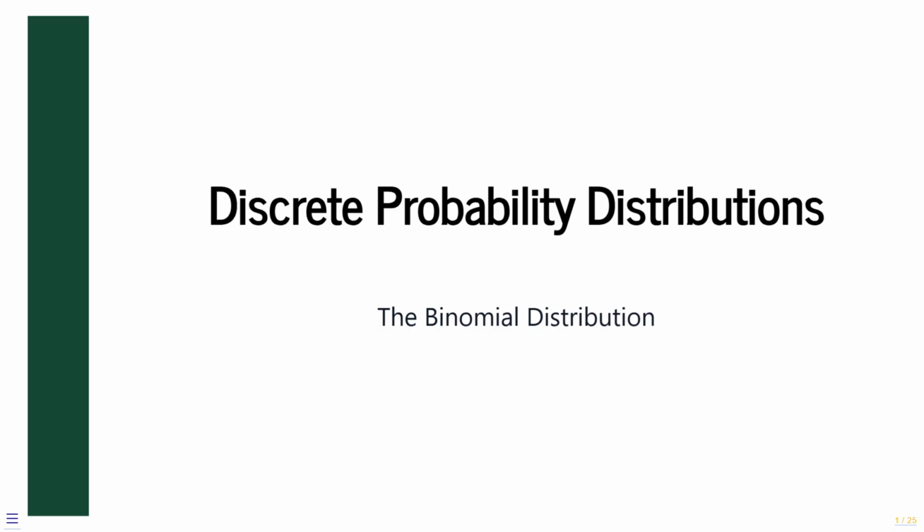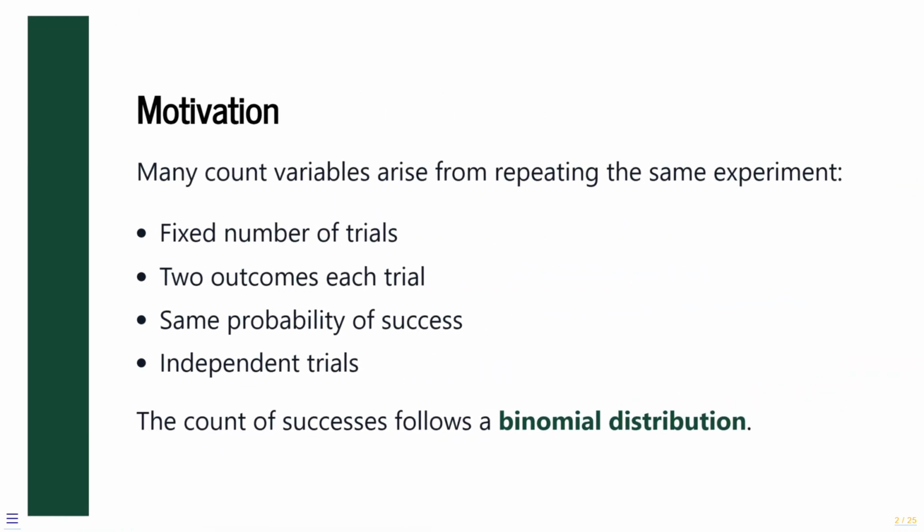Many count variables in medicine and biology come from repeating the same experiment over and over. Each time we perform a trial, there are only two possible outcomes, success or failure. If we repeat this process a fixed number of times and the probability of success stays the same, the number of successes follows what we call a binomial distribution. The binomial model is one of the most important probability distributions because it captures a wide range of real-world scenarios involving counts of events.